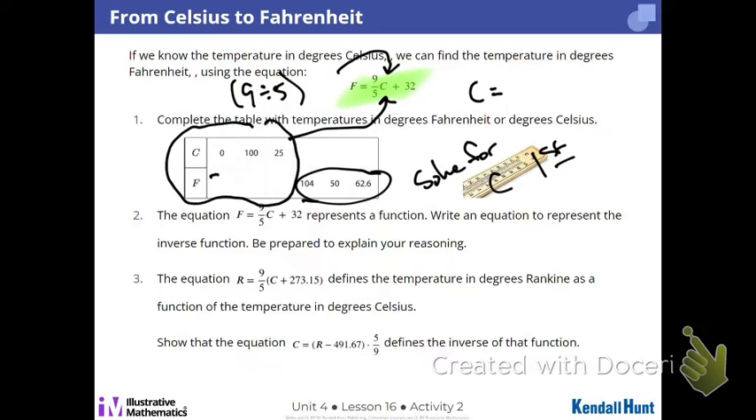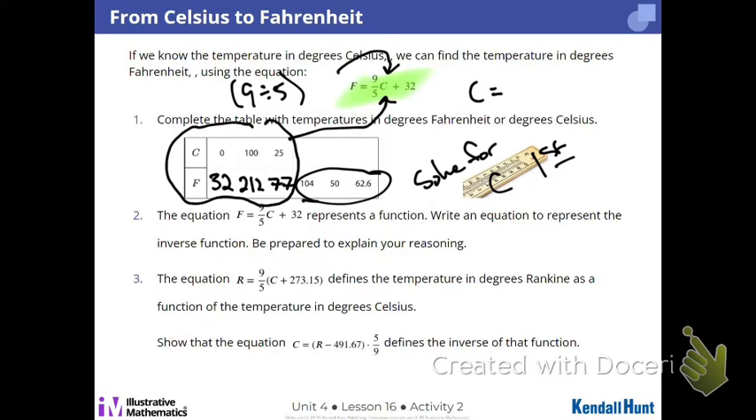Okay, so Connor's saying 0 degrees Celsius is 32 degrees Fahrenheit. How do you know? Well, once you get to 0, you just add the 32. So you put 0 in for C, you get 0 plus 32 is 32. Okay, Ryan, what about that 100? How'd you get that? Put 100 in for C. 9/5 of 100 is 180, plus 32. Okay, what about the 25? 77. You put 25 in for C, you get 77 for F.